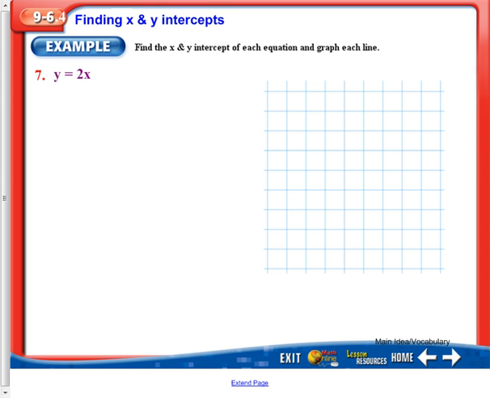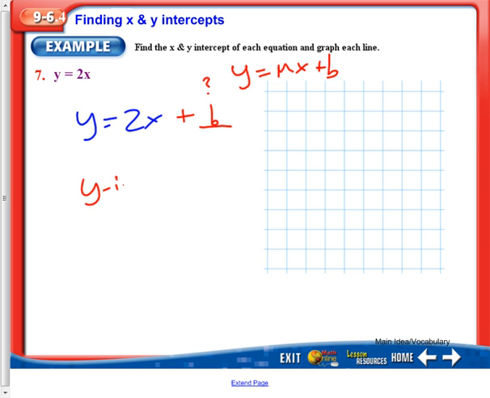All right, so this one, it says find the x and y-intercept of each equation and graph each line. So we have y equals 2x. Okay, now remember, the equation of a line is y equals mx plus b. So right now, do I have a plus b? Okay, I don't have anything, so that means the y-intercept is 0. Okay, it's going to go right through the origin.